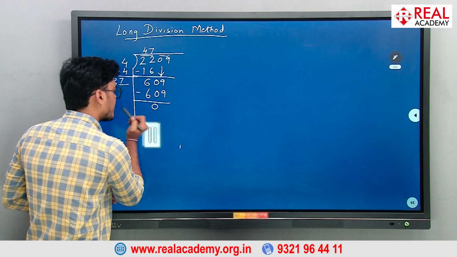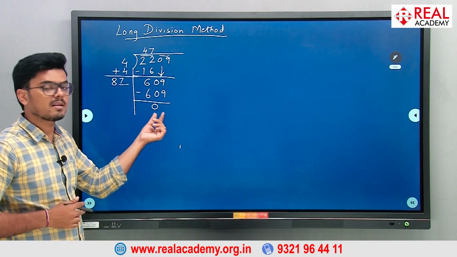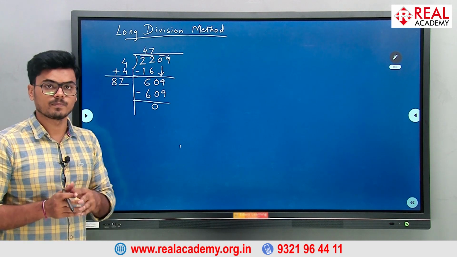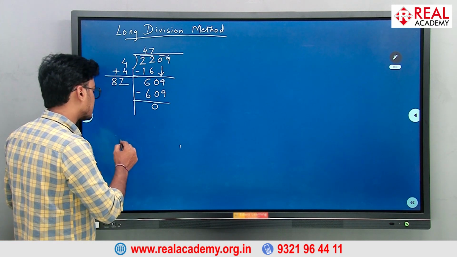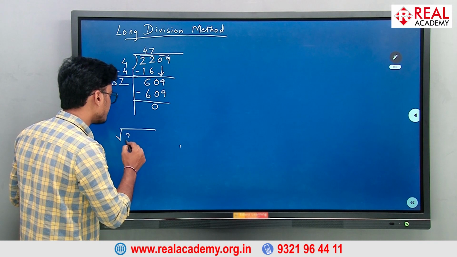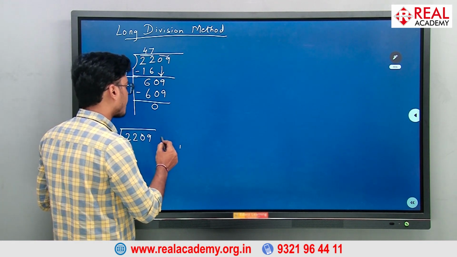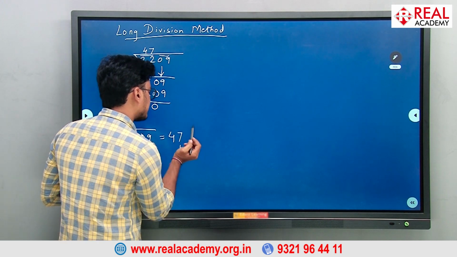So in case of a perfect square, you get the remainder 0, and whatever the quotient is, that is your square root. That means the square root of 2209 is equal to 47.